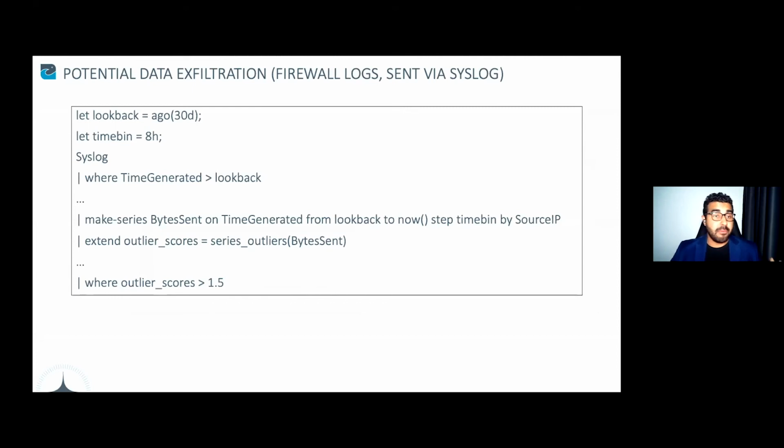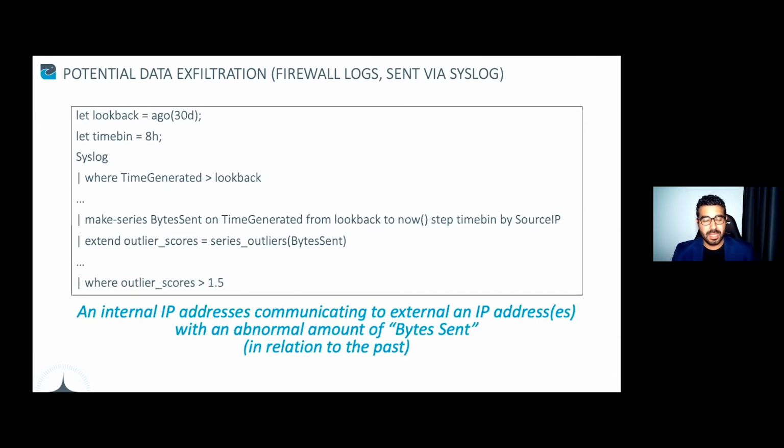So basically, I receive firewall log data using syslog. I make a series, okay? And then I just get that series and use the function to calculate the Tukey test. And then I can see which values are higher than 1.5 times the IQR. So basically here, I just use one internal IP address communicating to an external IP address with some abnormal amount of bytes sent in relation to the past.